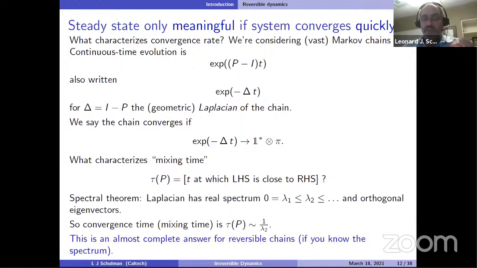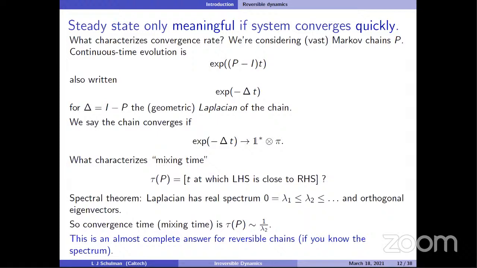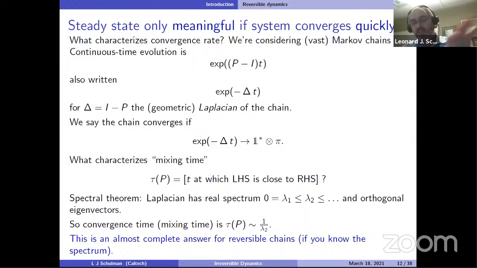Well, if this Laplacian is symmetric, then your Laplacian has a real spectrum, and what really matters is the eigenvalue gap. You're going to have one trivial eigenvalue lambda 1 at 0. That corresponds to pi, the steady state. That's not going to budge. But what really matters is the gap to the next one. And so the convergence time is roughly 1 over this eigenvalue gap.